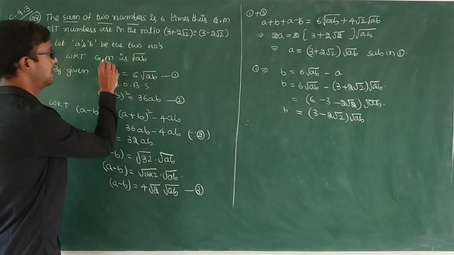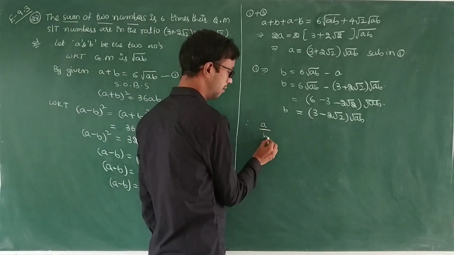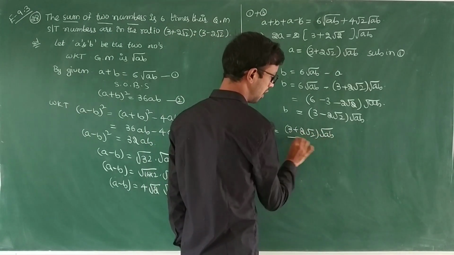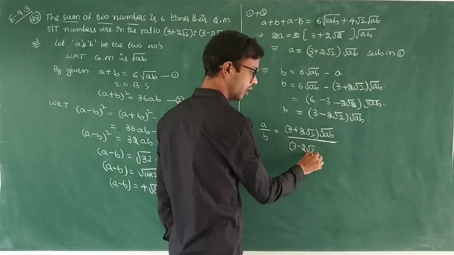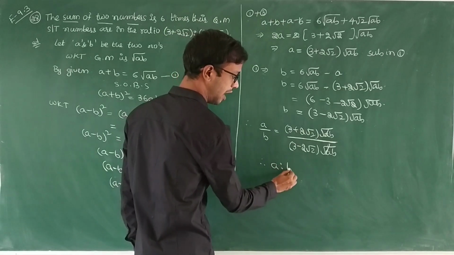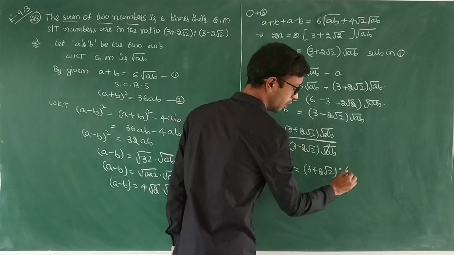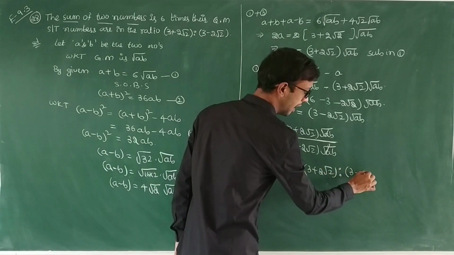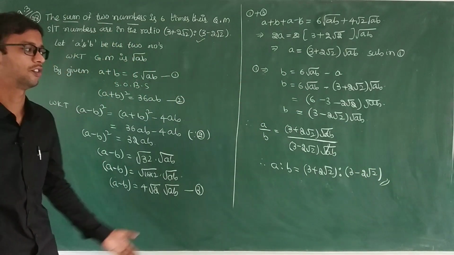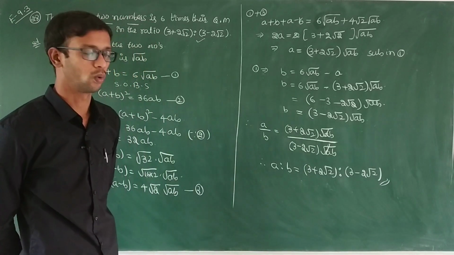We know that a and b are the numbers. So the ratio between the two numbers, a divided by b, is equal to 3 plus 2 root 2 square root of ab divided by 3 minus 2 root 2 square root of ab. Cancellation. Therefore, the ratio between a and b, the two numbers, is 3 plus 2 root 2 to 3 minus 2 root 2. So, hence, to show that the condition is that the ratio between the two numbers is 3 plus 2 root 2 and 3 minus 2 root 2.